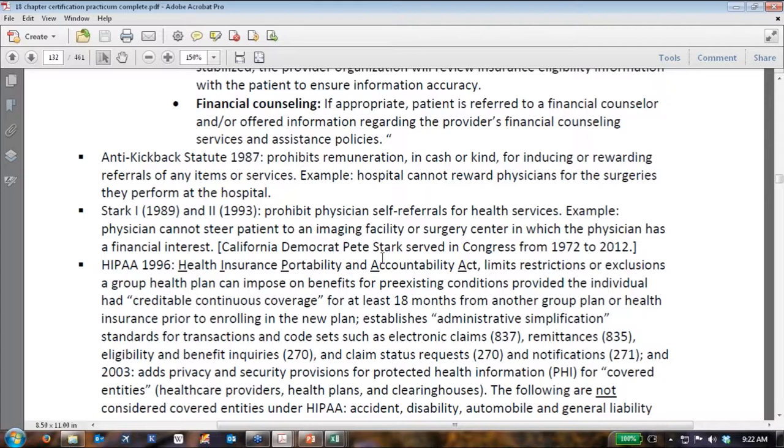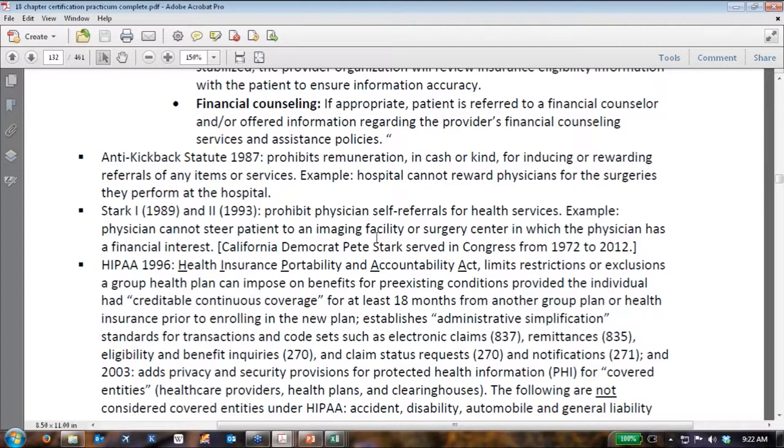Stark 2, 4 years later, extended these self-referral prohibitions to virtually all other entities to which a doctor could possibly refer. For instance, an imaging facility. If a doctor owns an MRI, even in the office, or a surgery center downstairs, the doctor cannot self-refer to his or her own MRI or the surgery center downstairs if the doctor has a financial interest in that surgery center.